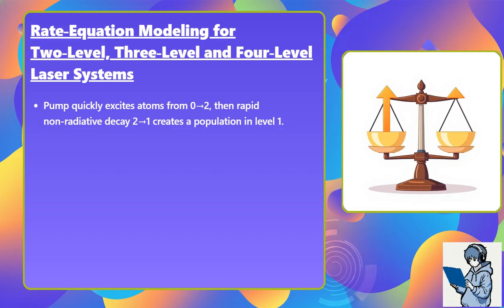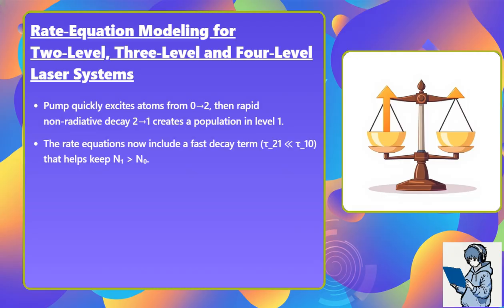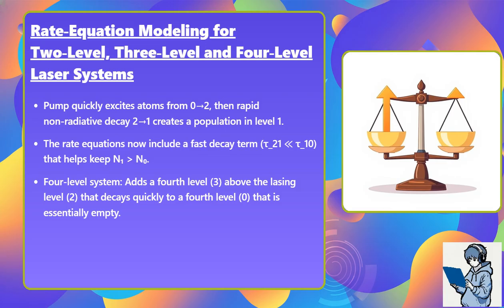Three-level system. Add a ground state level 0, a pump level 2, and a lasing level 1. Pump quickly excites atoms from 0 to 2. Then rapid non-radiative decay from 2 to 1 creates a population in level 1. The rate equations now include a fast decay term, tau 21 much less than tau 10, that helps keep N1 greater than N0.